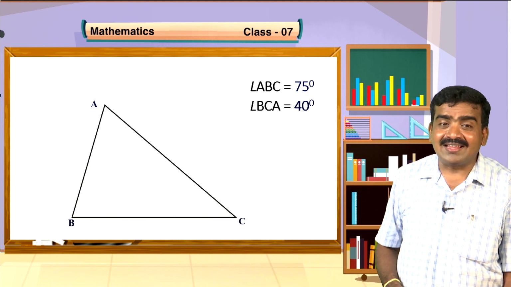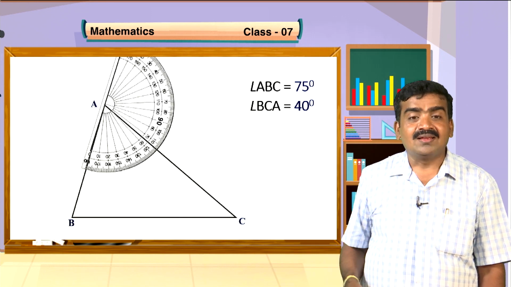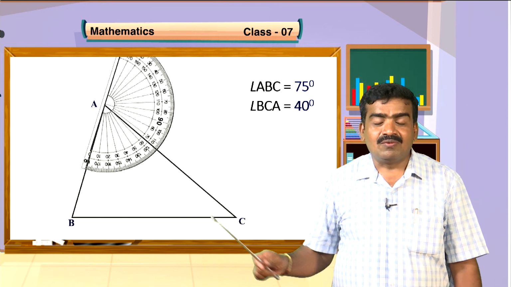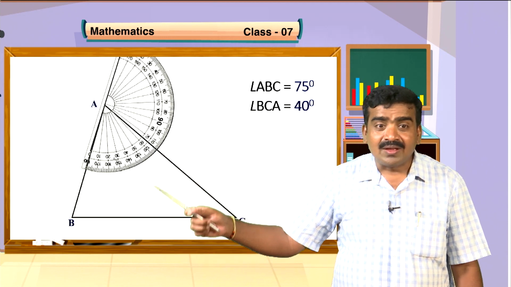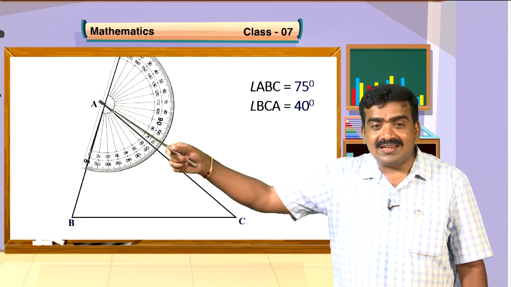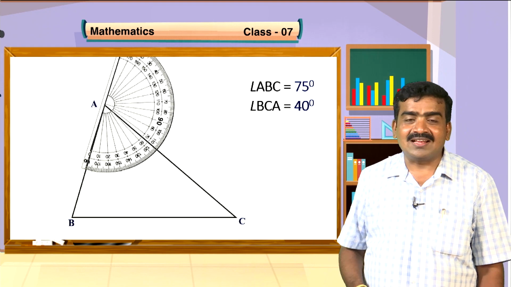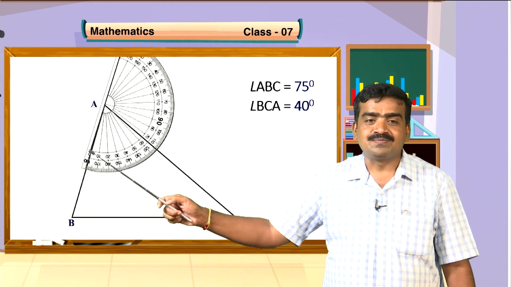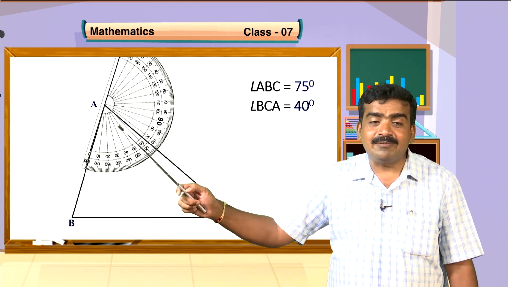Then how to measure angle BAC? Measurement at vertex A. Yes, my dears, we have to keep the protractor like this. We have to coincide the baseline with line AB or with line AC. You should coincide this baseline either with this side of the triangle or with this side of the triangle to get the accurate measurement. Now, I kept the protractor at A and I adjusted the baseline with the side AB.